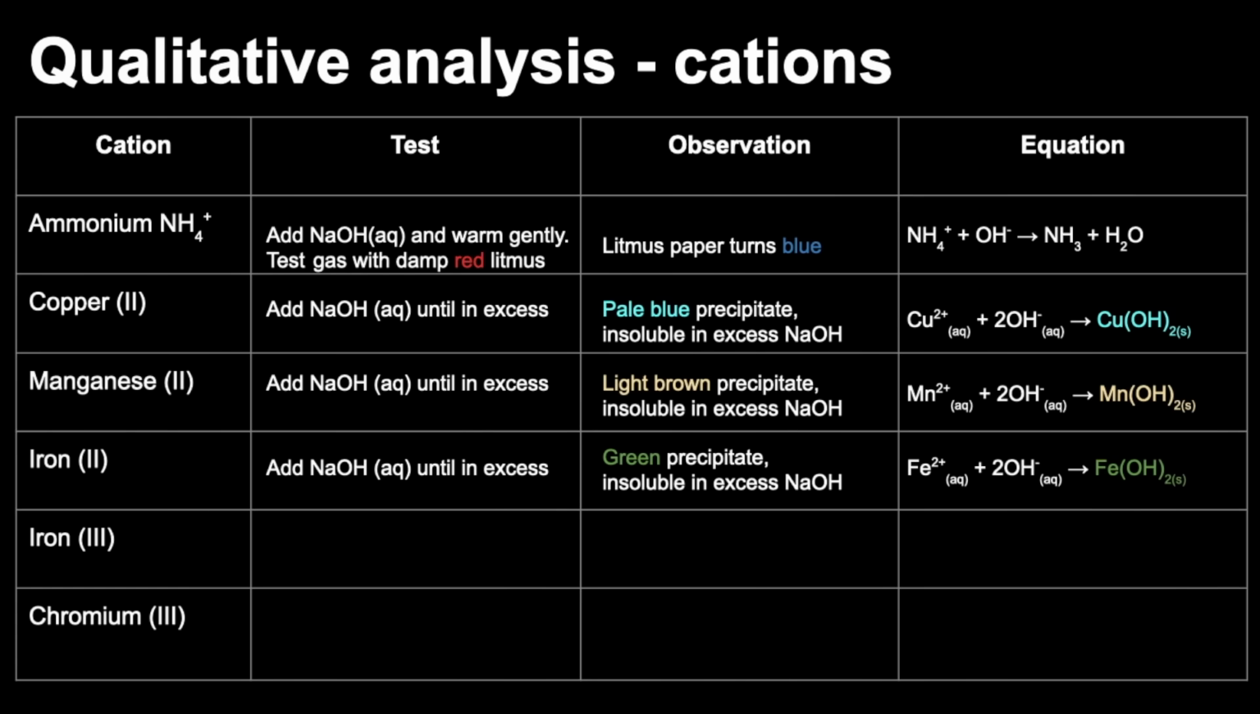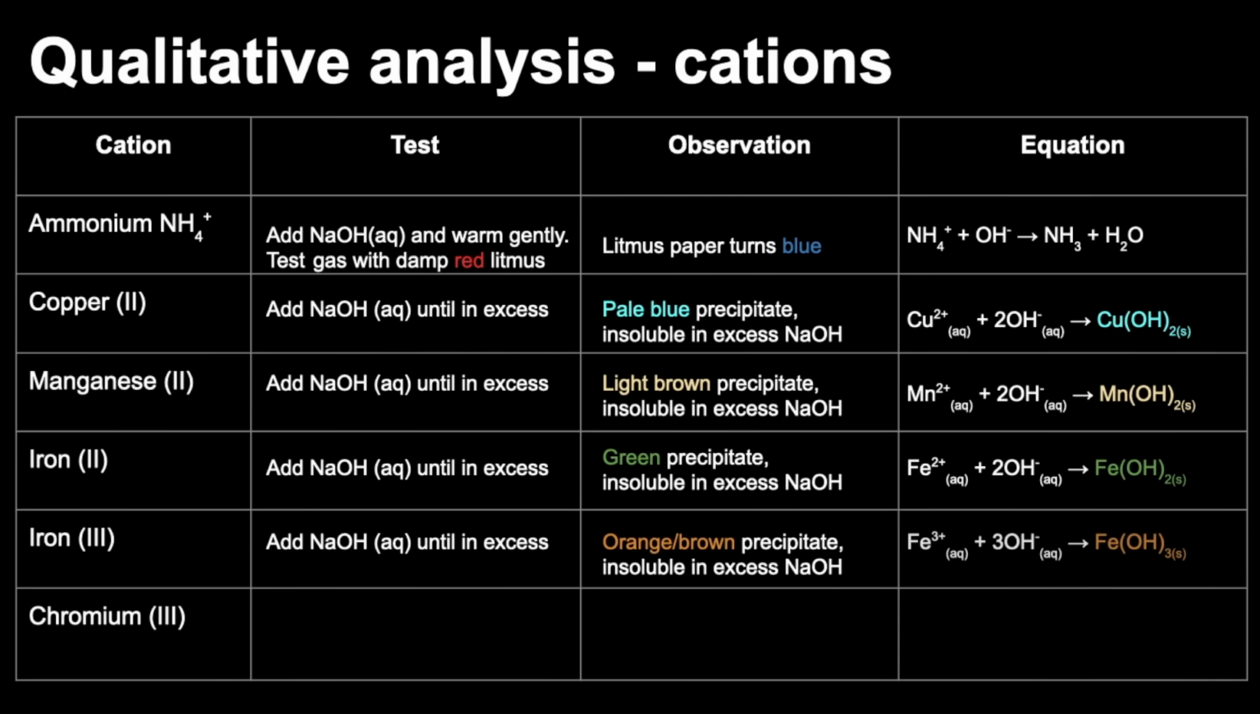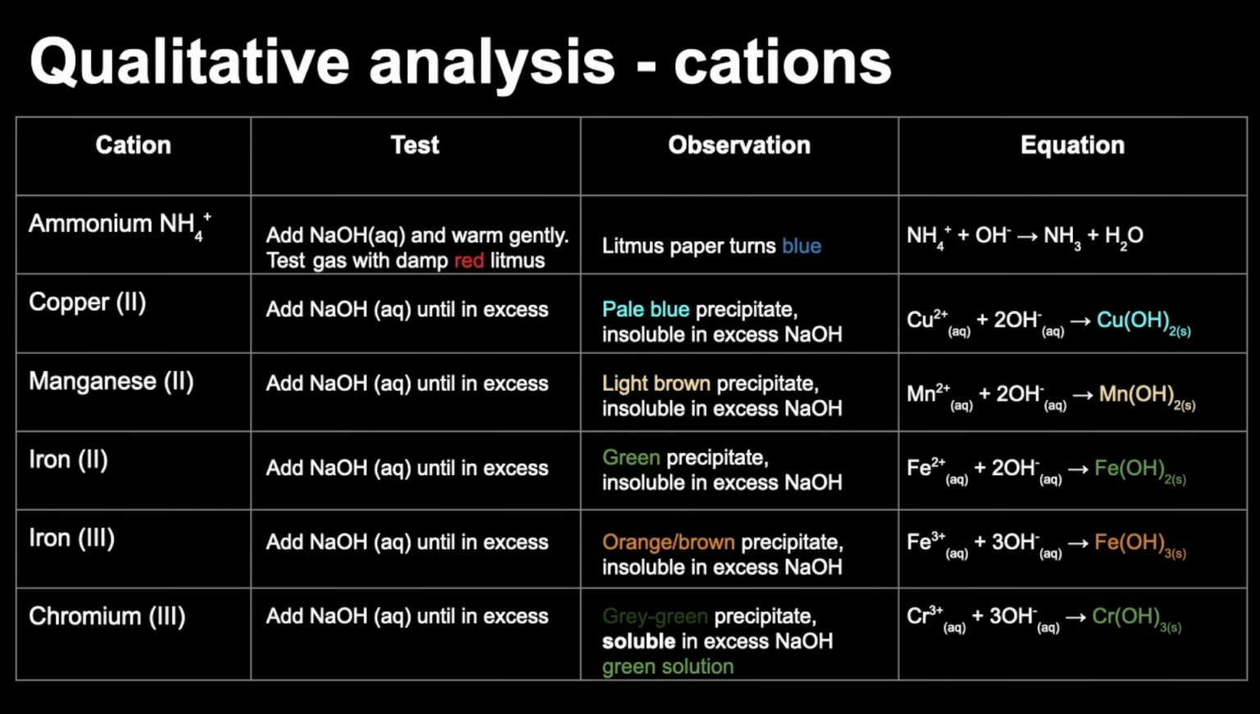Moving on to the aqueous iron 3 plus ion. Same again, but this time we get an orange-brown precipitate insoluble in excess sodium hydroxide. There's its equation. And the chromium 3 plus ion, same as before. This time we get a grey-green precipitate at first, but it's soluble in excess sodium hydroxide and it gives a green solution. So the first equation looks like that. The second equation looks like that.